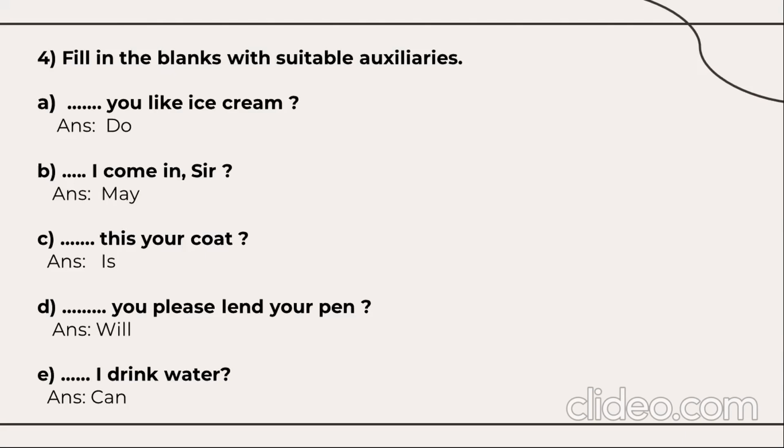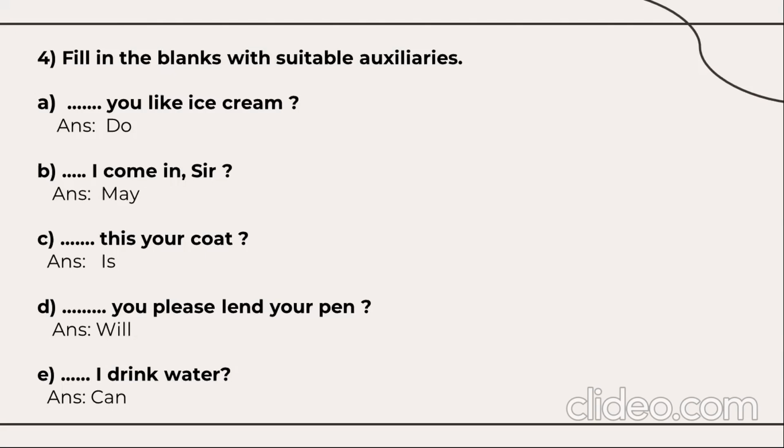helping verbs. I repeat: is, am, are, was, were, do, does, did, has, have, had, will, would, shall, should, can, could, may, might, must, need, dare, ought, used to. So these are 24 auxiliary verbs. You can use them here wherever suitable or appropriate.